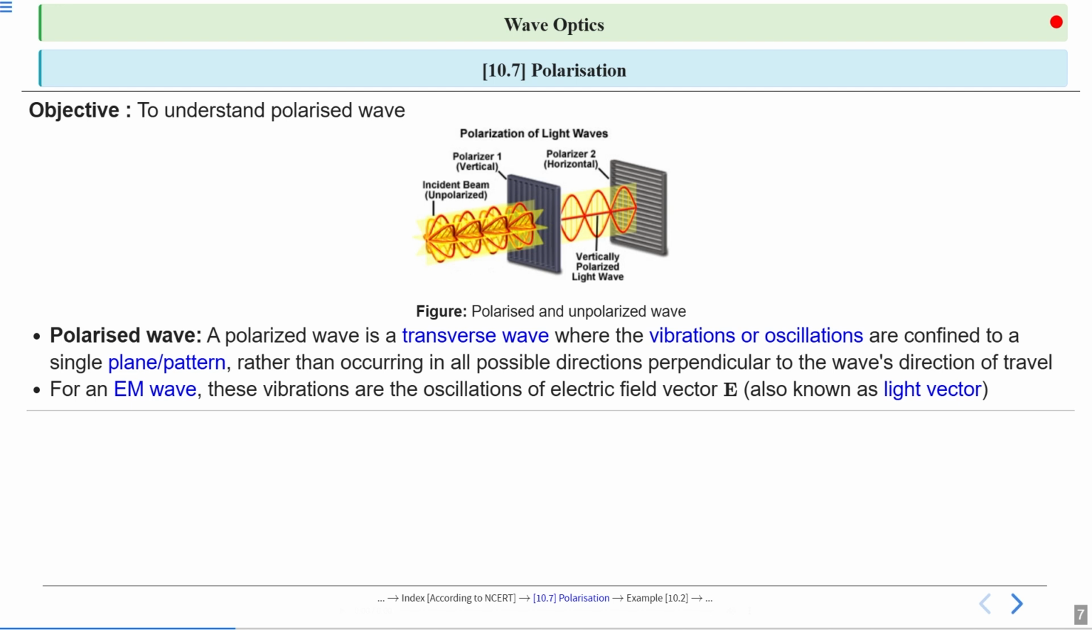So applications of polarization are in photography to reduce glare, and also in sunglasses to reduce the intensity of light. Also, the polarization phenomenon is used in 3D glasses.